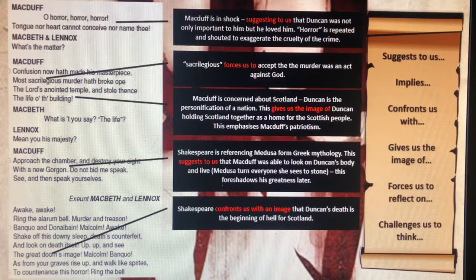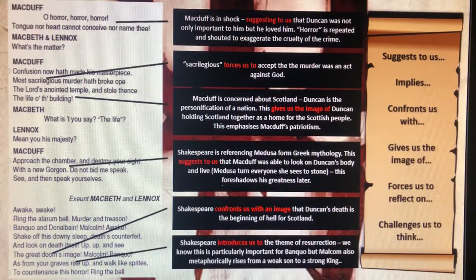Shakespeare confronts us with the image that Duncan's death is the beginning of hell for Scotland. And Shakespeare introduces us to the theme of resurrection. We know this is particularly important for Banquo, but Malcolm also metaphorically rises from a weak son to a strong king.